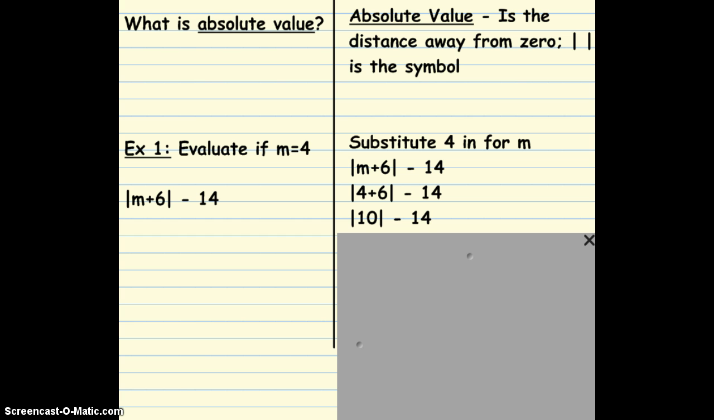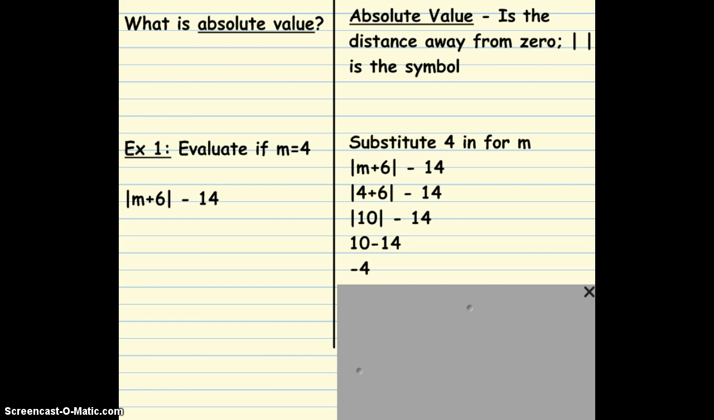Then we need to find the absolute value. Well, how far away is 10 from 0? It is 10. And now that we have found the absolute value, the symbol no longer needs to be there. So now we have 10 minus 14, which is negative 4.